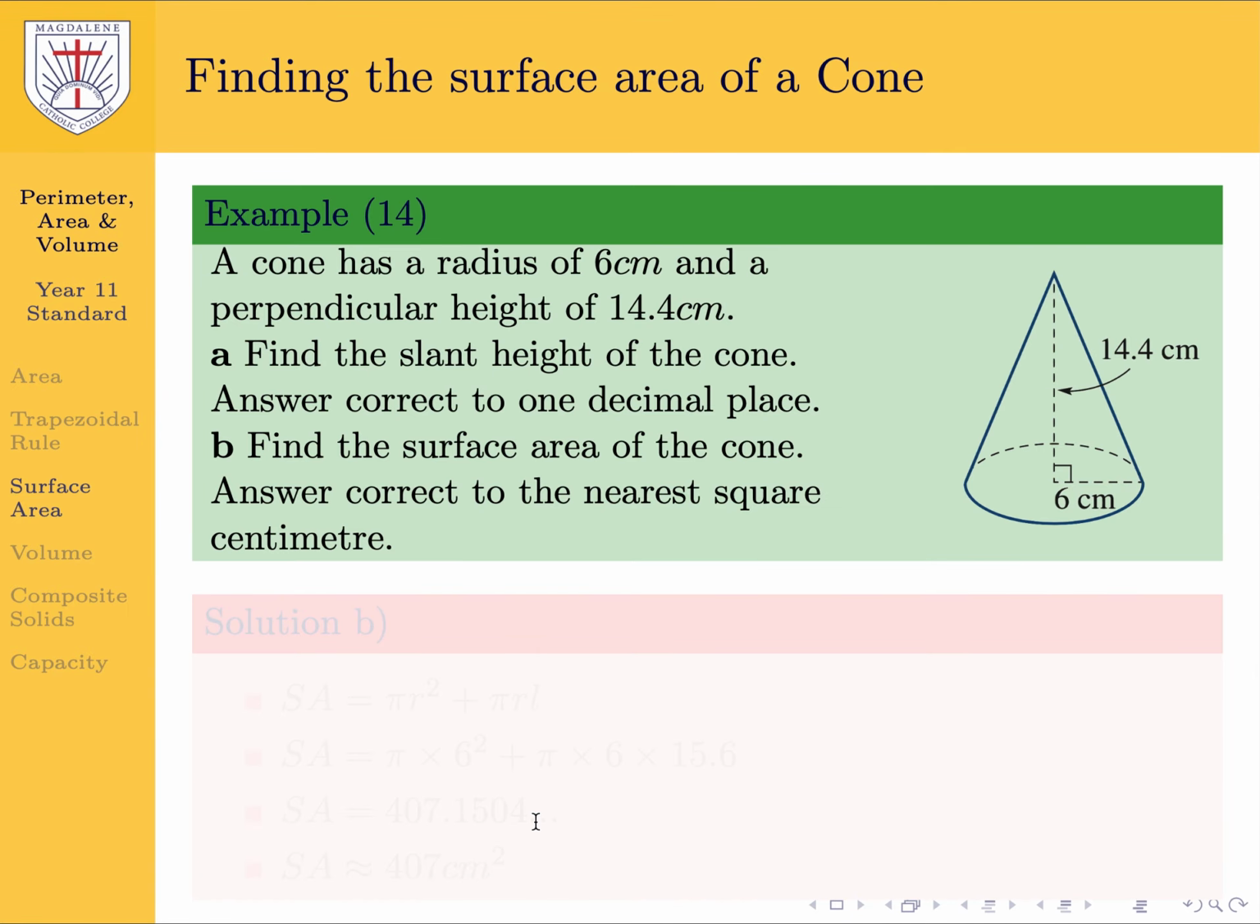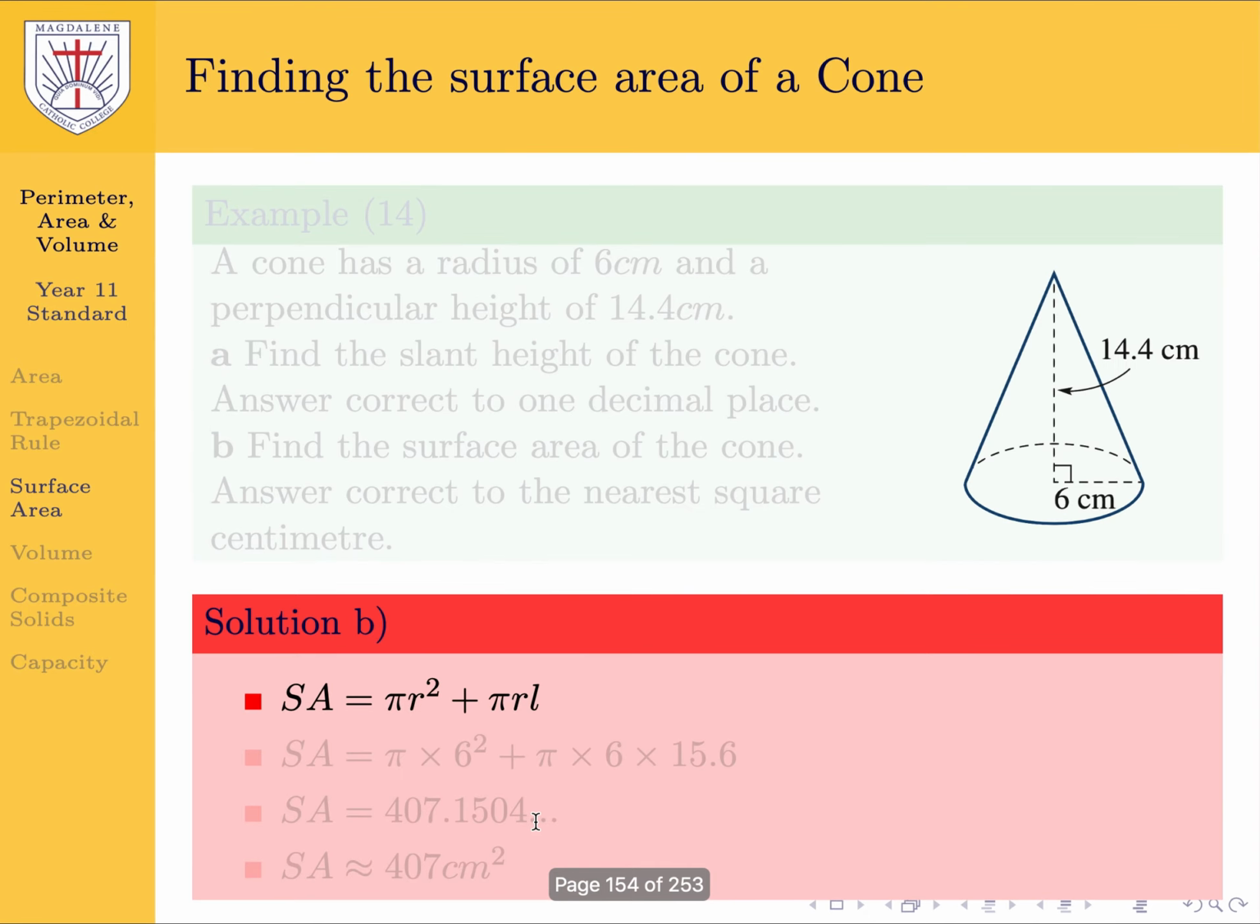Now for part B, we need to find the surface area of the cone. We need to answer to the nearest square centimeter. So now that we know the slant height, we can use this formula. The surface area is pi r squared plus pi r L, in which the L stands for slant height. The r is for the radius, which is 6, and the slant height we worked out to 1 decimal place is 15.6. So now if I just type that straight into the calculator, I'm going to get 407.1504, and it goes on, and that approximates to 407 centimeters squared.